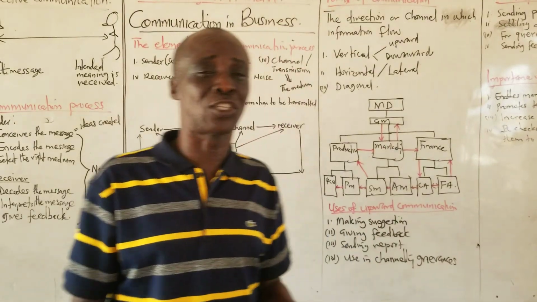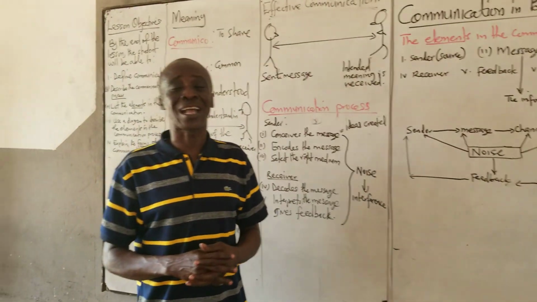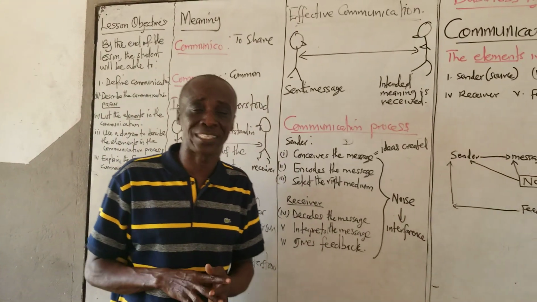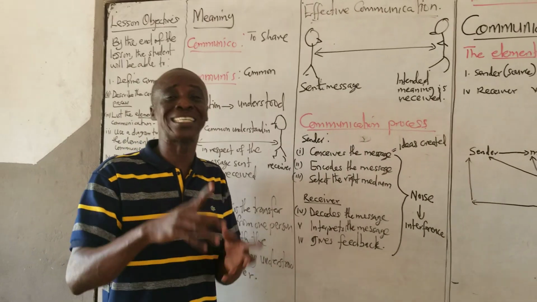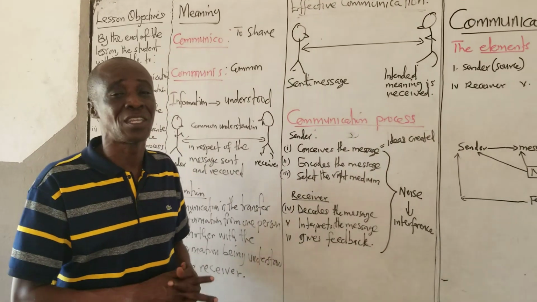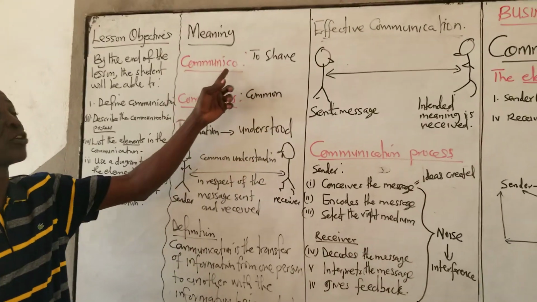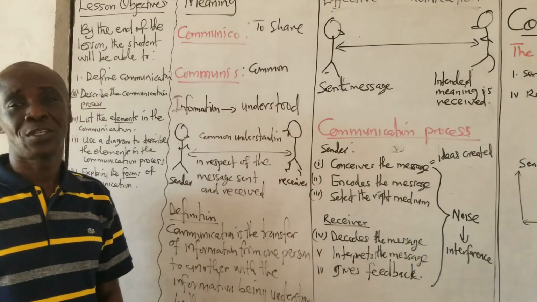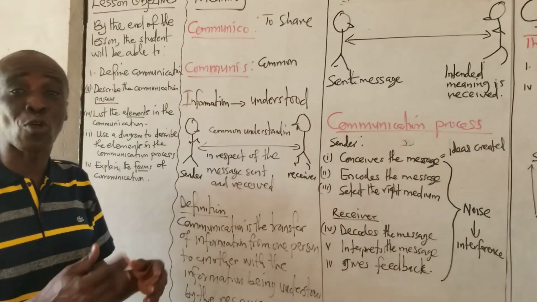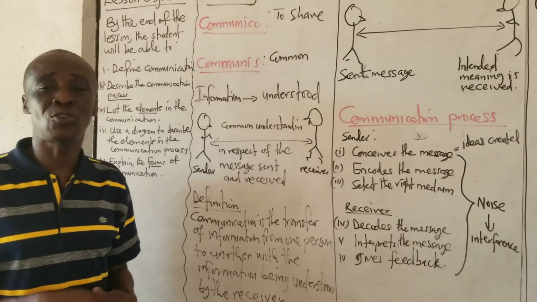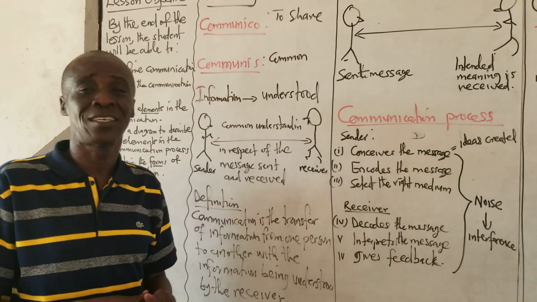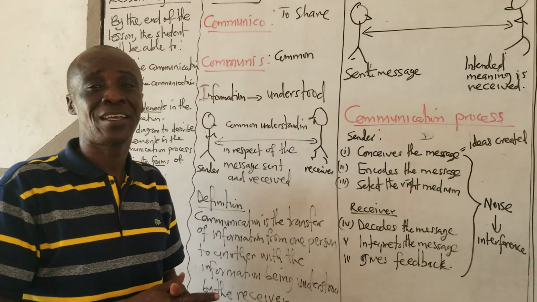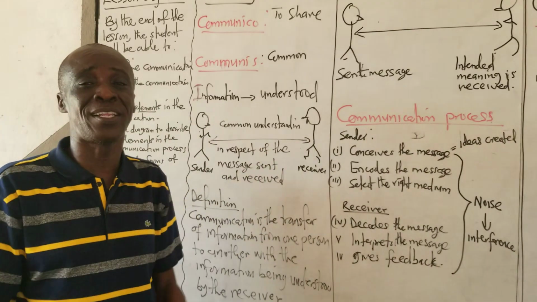So what is communication? Communication comes from Latin, and I've written two Latin words. The root word has a Latin connotation. The first one is communico, and in Latin, communico means to share. So when you say communication, you are sharing something. What are you sharing? You are sharing information and ideas. If you share, it is not just one person giving to another. It's a shared responsibility.